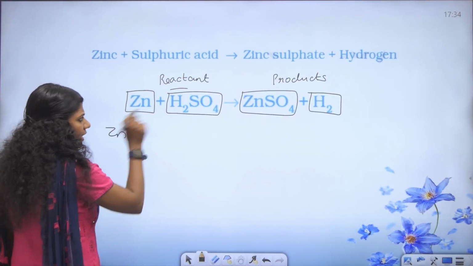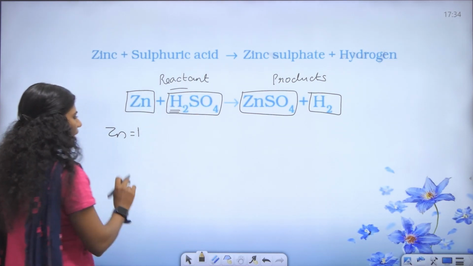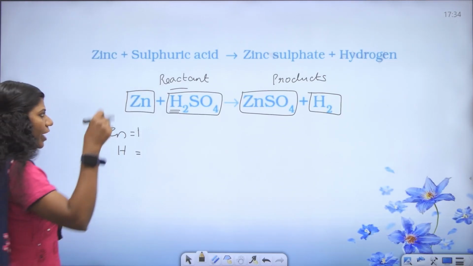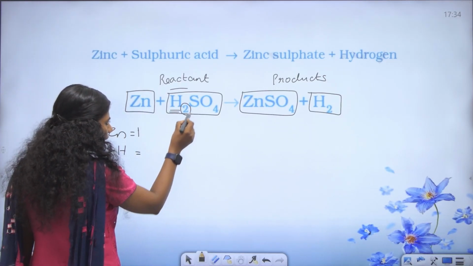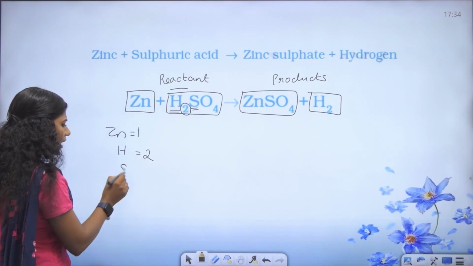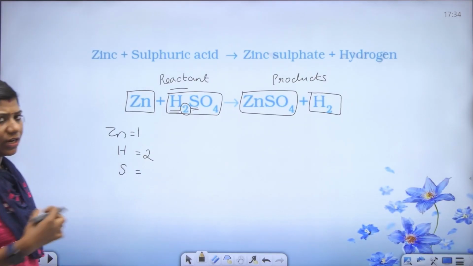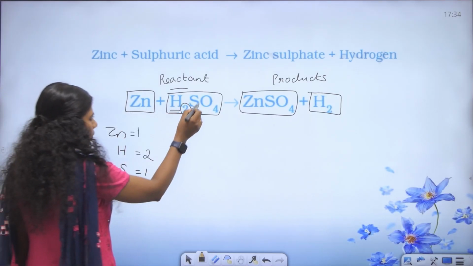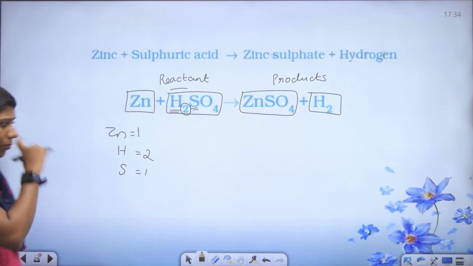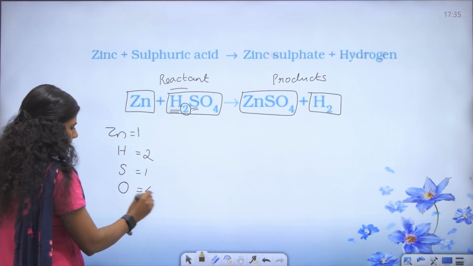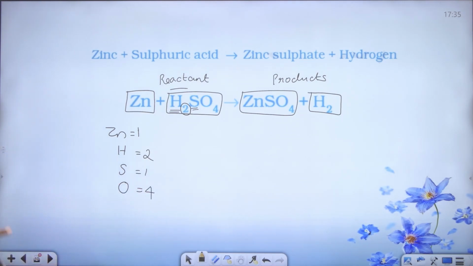Then H2SO4. The first atom is hydrogen. The number of hydrogen atoms in the reactant side, in H2SO4, is 2. The next element is sulfur. The total number of sulfur atoms in the reactant side is only 1. Then count the oxygen atoms in the reactant side. It's 4. Zinc 1, hydrogen 2, sulfur 1, oxygen 4.